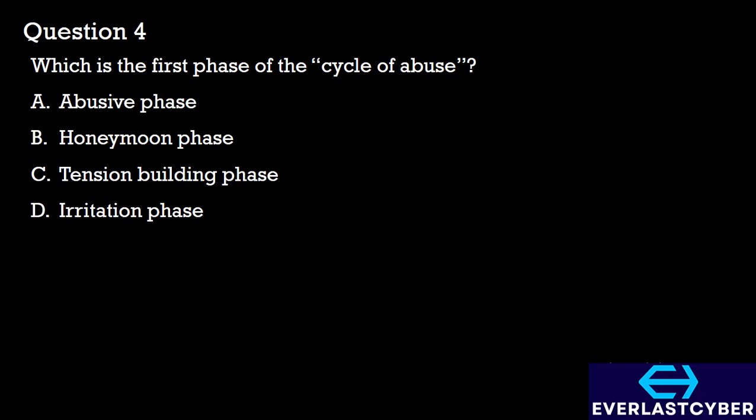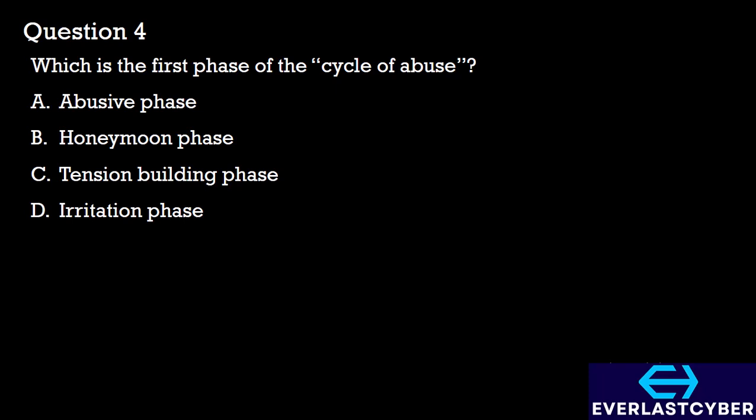Question 4. Which is the first phase of the cycle of abuse? A. Abusive phase. B. Honeymoon phase. C. Tension building phase. D. Irritation phase.